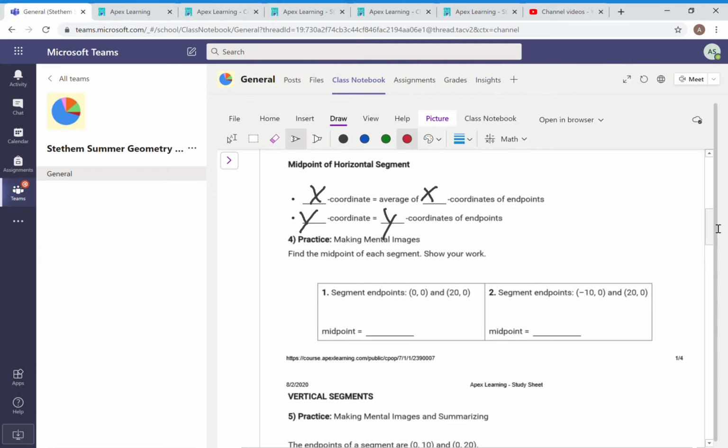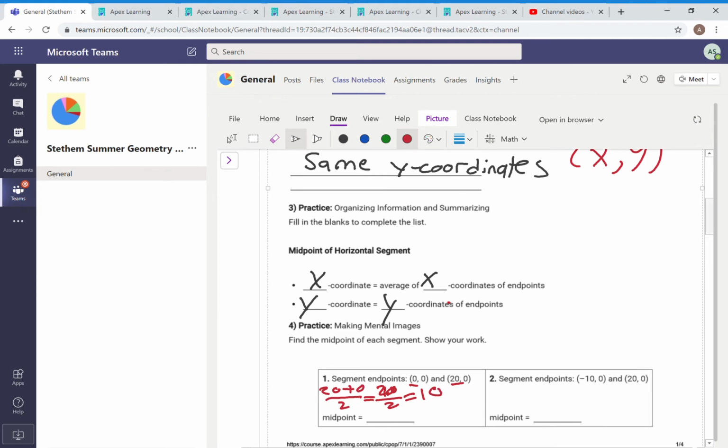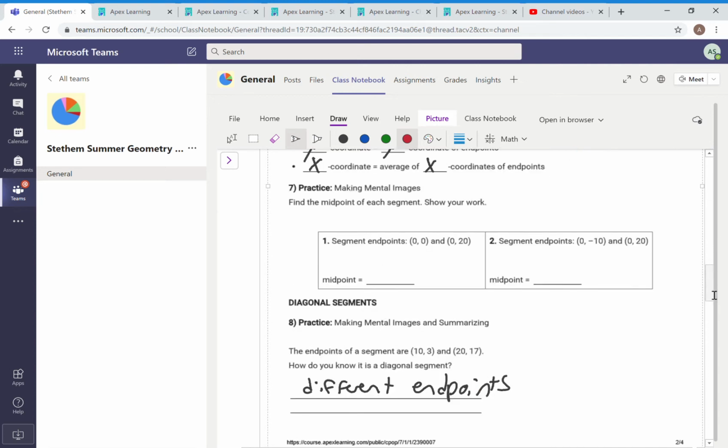So what does this mean? Well, my x coordinates here are 0 and 20. So I would do 20 plus 0. There's two numbers, so the average would be to divide by 2, or 20 over 2, which is just 10. So I would have the midpoint of 10. Since both of my y coordinates are 0, it just stays 0. And I could do the same thing with the next one as well.